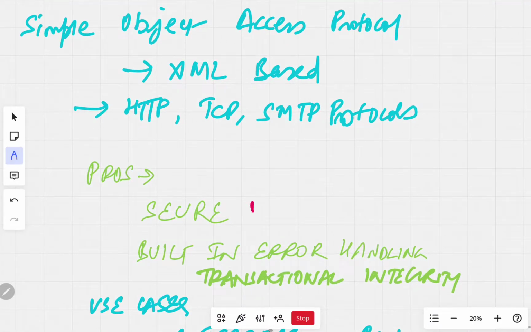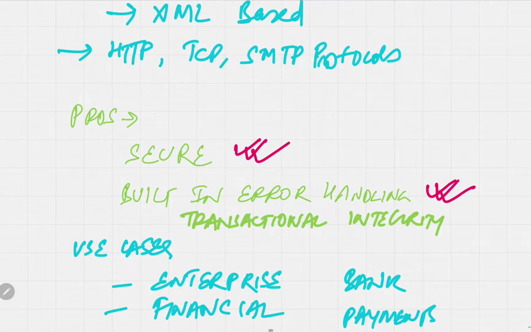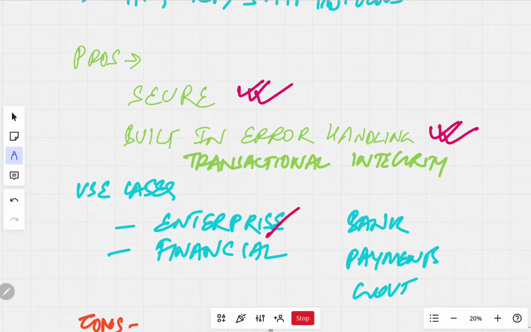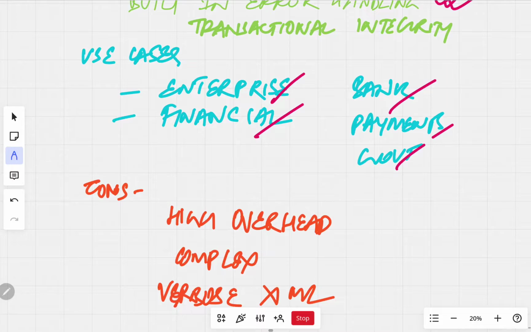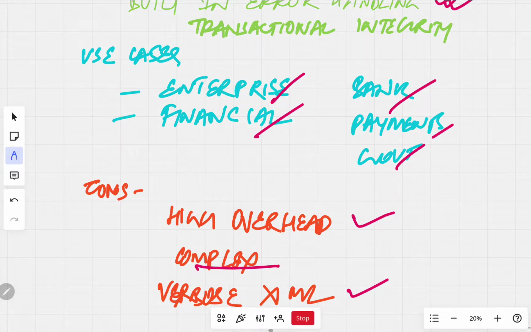Pros: secure, it's like a lock. The error handling is very good. And whenever we have payments, transactional kind of things, the integrity is very good. It's vended very well. As I said, the use cases: enterprise, financial, bank, government, payments. Cons: it is heavy, high overhead, a lot of XML related stuff, envelopes, body, a lot of things. So it's complex, but you should know about it.